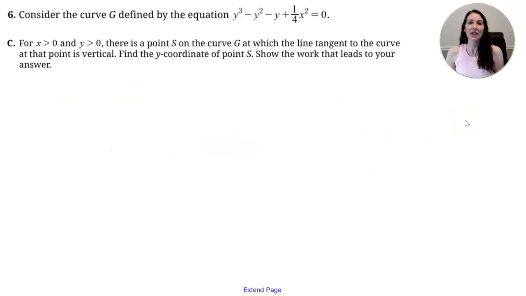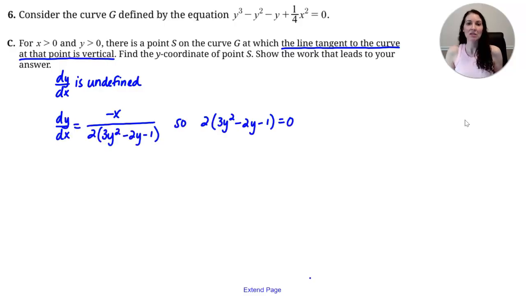In part C, it says for x greater than 0 and y greater than 0, there is a point S on the curve G at which the line tangent to the curve at that point is vertical. And we need to find the y-coordinate of point S and show the work that leads to your answer. So you do need to understand on this one that when the line tangent to the curve at a point is vertical, that means the slope is undefined. Now again, the slope was given to us in the problem, and so in order for that quotient to be undefined, that would mean the denominator would have to equal 0.